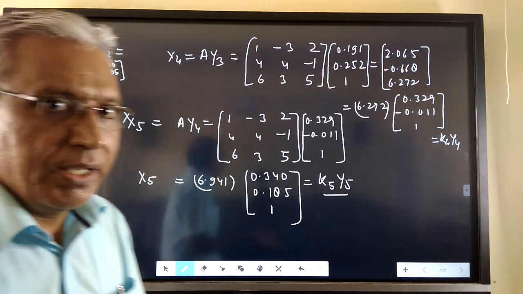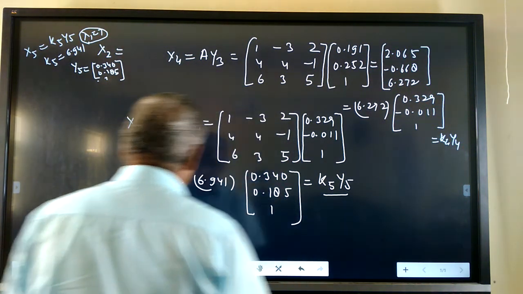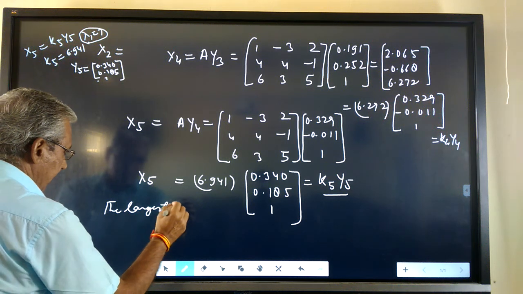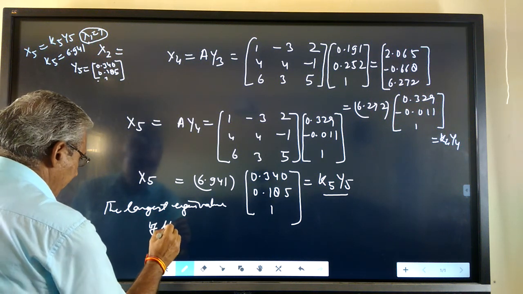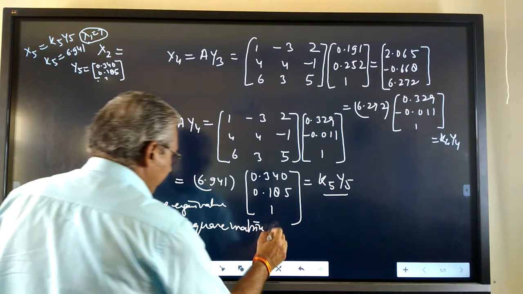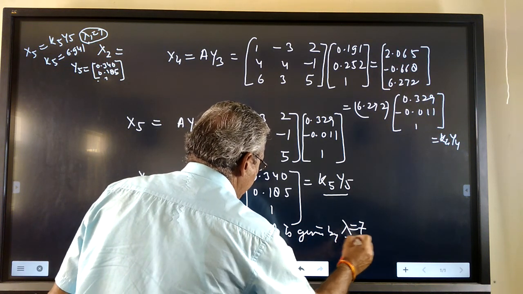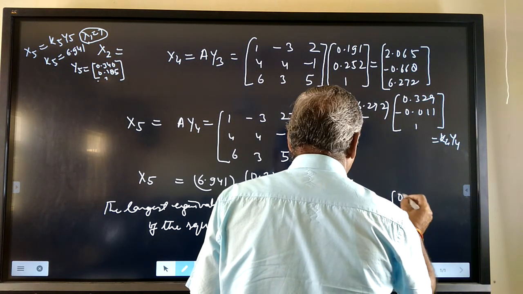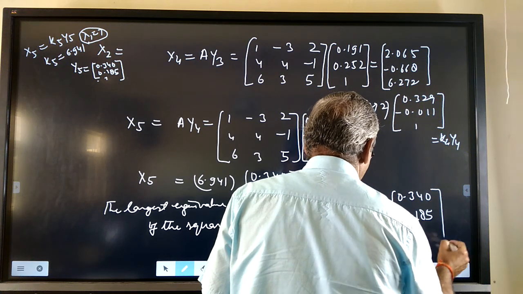Proceeding in a similar way, we observe that the largest eigenvalue, or dominant eigenvalue, of the square matrix A is given by lambda equal to 7, and the corresponding eigenvector is given by x equal to [0.340, 0.1865, 1].